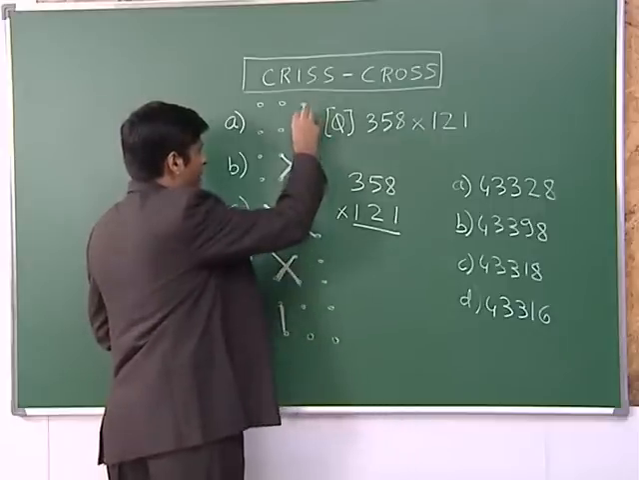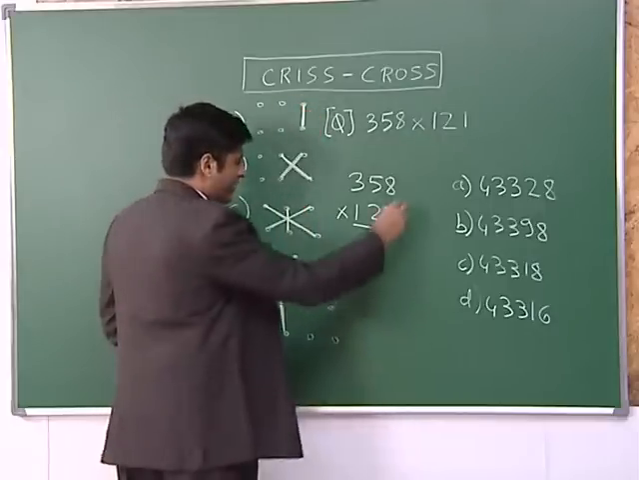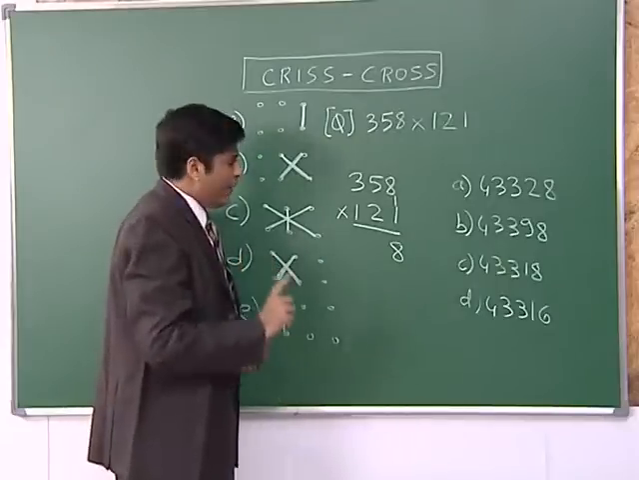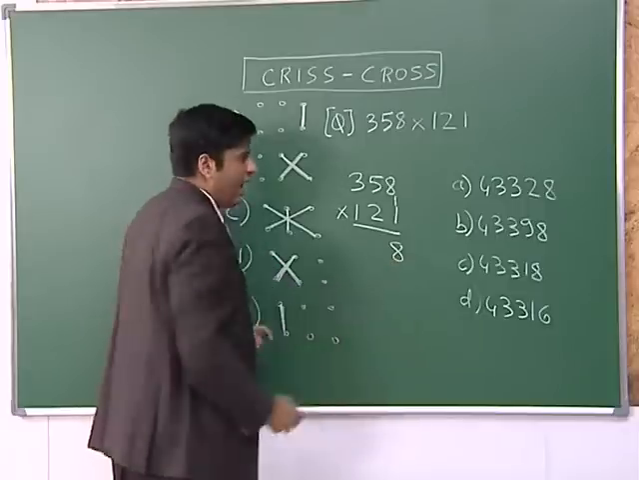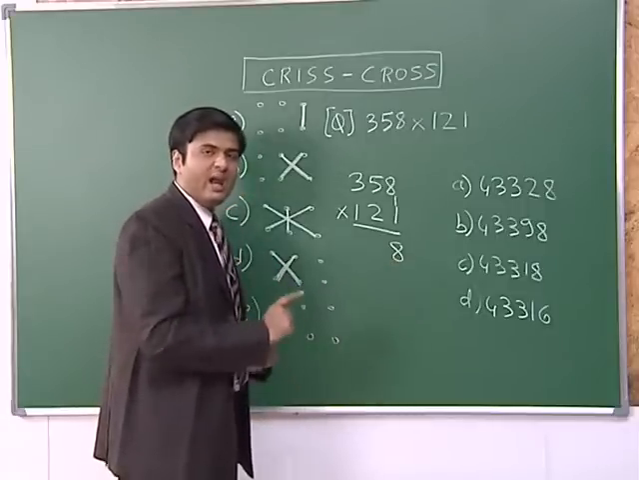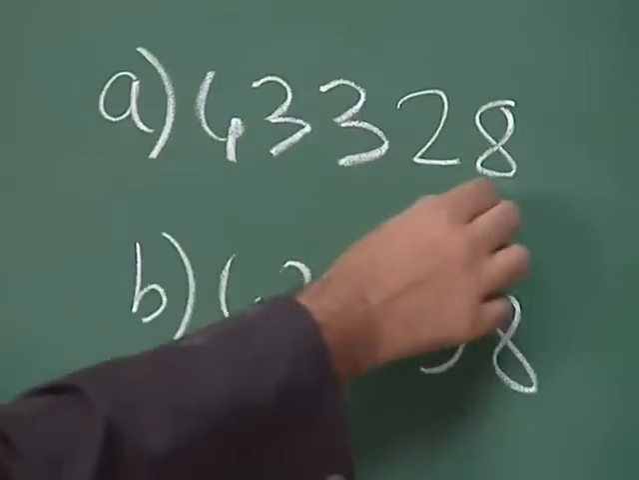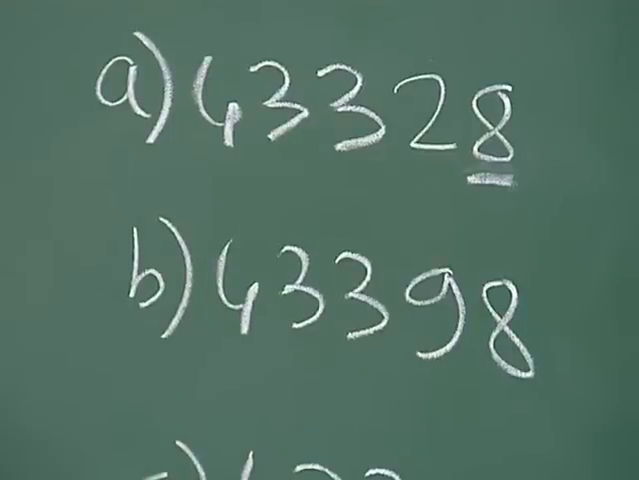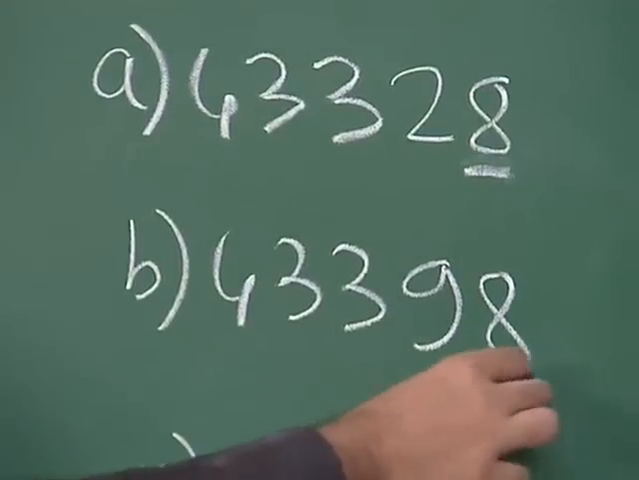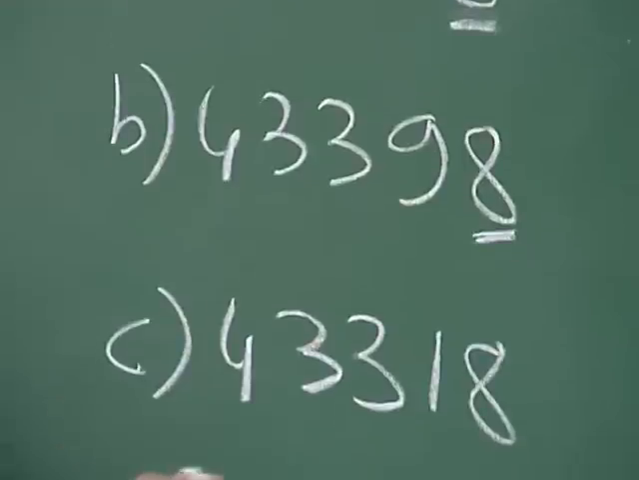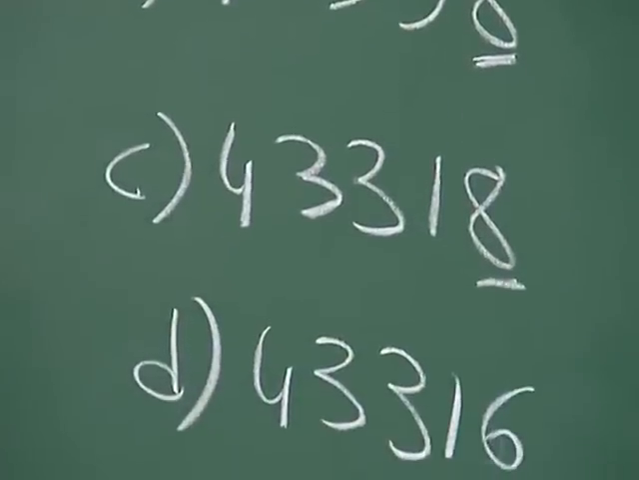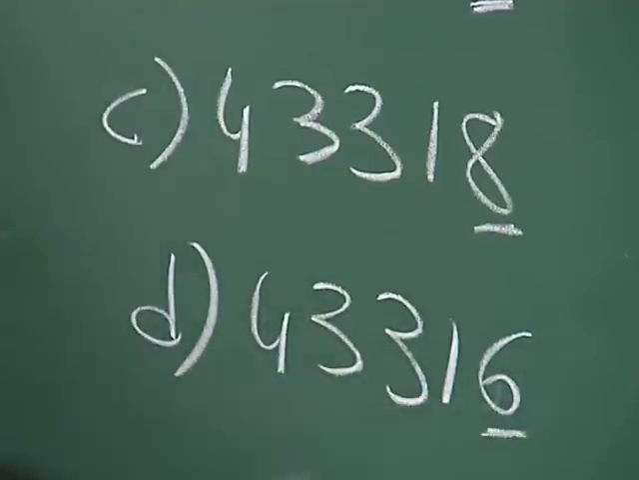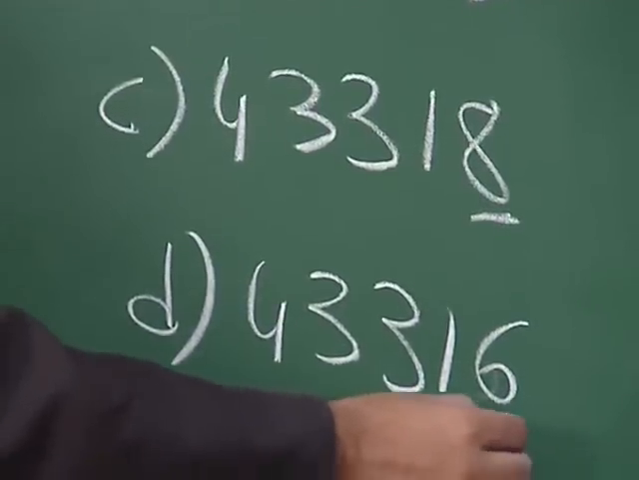First step says multiply these 2 numbers, so I have 8 times 1 is 8. Now, the moment I have 8 over here, I look for all the alternatives that end with 8. Here, option A ends with an 8, so it is a possibility. I come to option B. Option B also ends with 8, it is a possibility. I come to option C, it ends with 8, so it is a possibility. And option D ends with a 6.